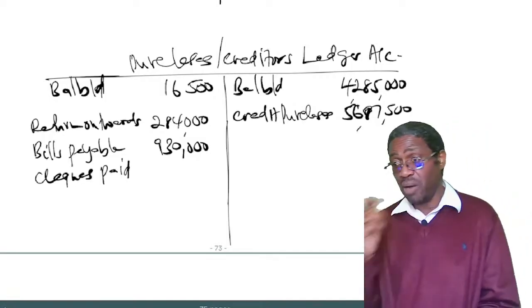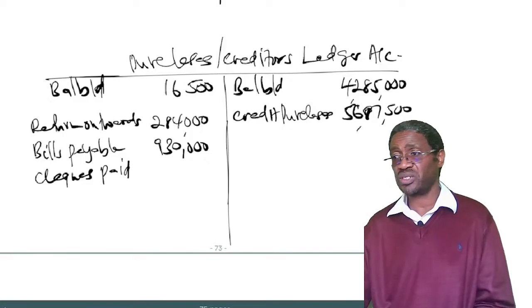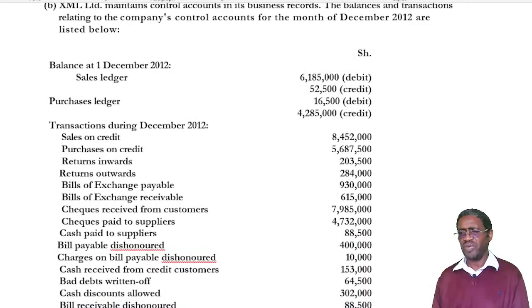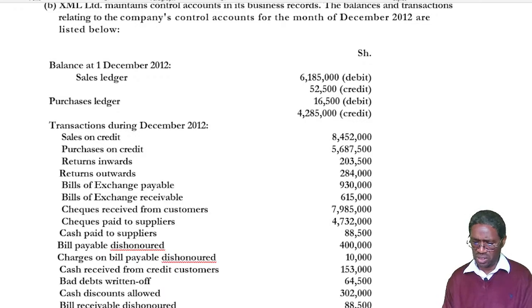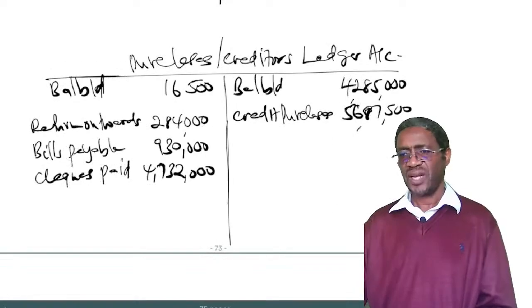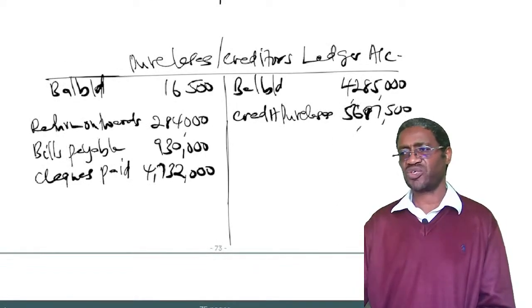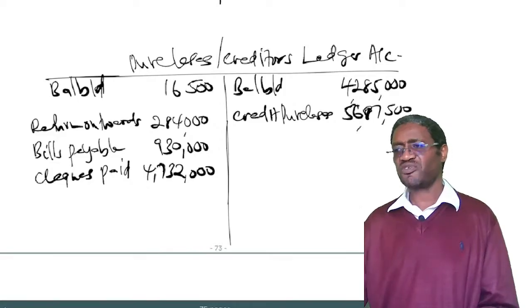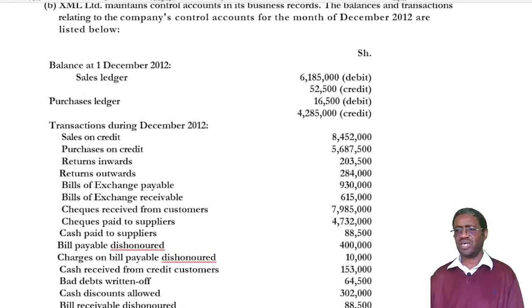We paid them how much in total for the creditors? 4,773,000. No, 4,732,000. So 4,732,000. Good. That's what we have done. Next one. After paying creditors, what came next?